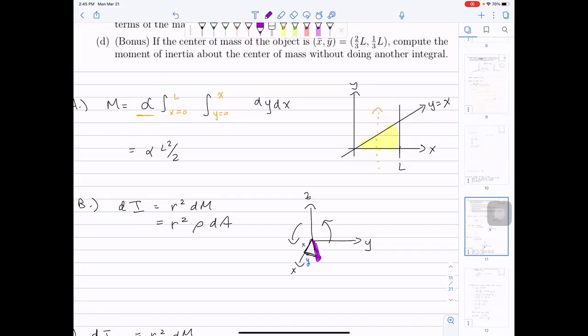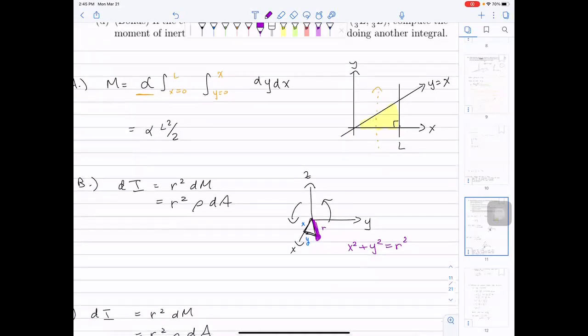That purple distance, well, if we use the Pythagorean theorem, because this is a right triangle, that would give us x squared plus y squared equals r squared, if we're saying that distance is r. And so we use exactly that for r squared. So when we plug it in, we have x squared plus y squared, our density is this alpha thing, and then dx dy.